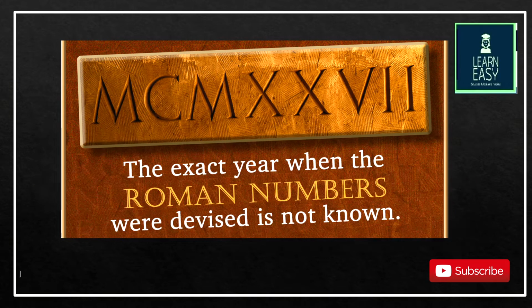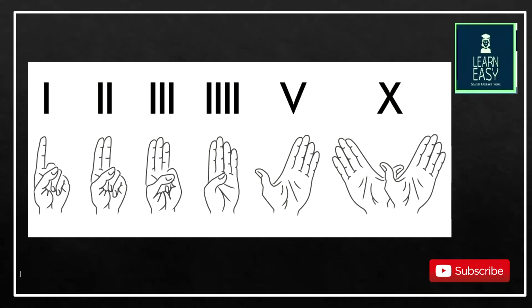We do not know the exact year when the Roman numbers were devised. As you can see on the screen, you have a few hand gestures. If you represent one finger, you get the Roman numeral 1. Two fingers represent 2. Three fingers represent 3, that is three bars. And if I come to 4, we have 4 bars.